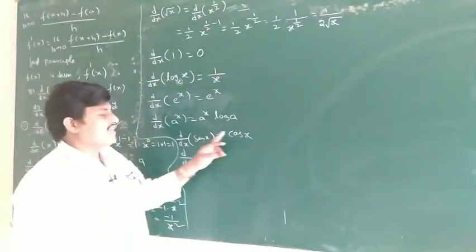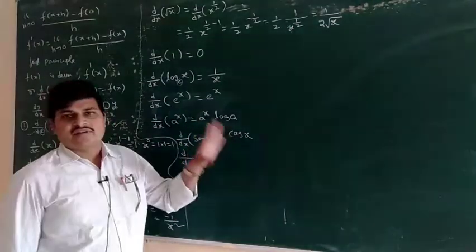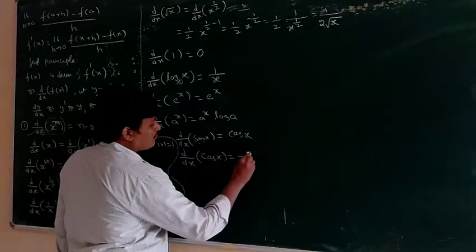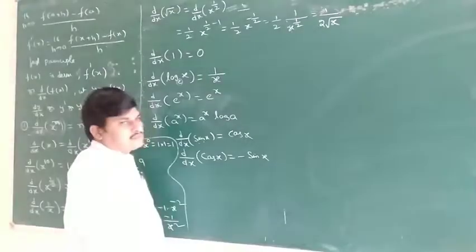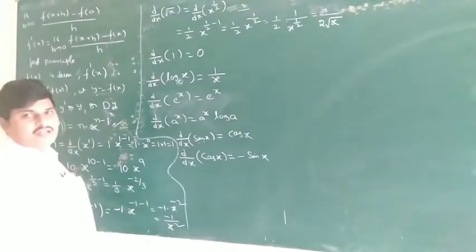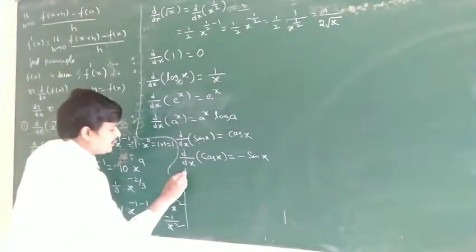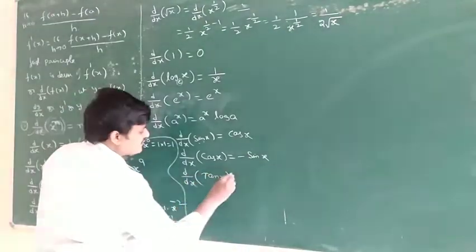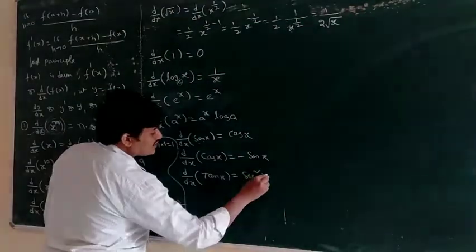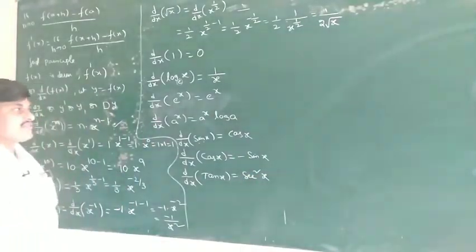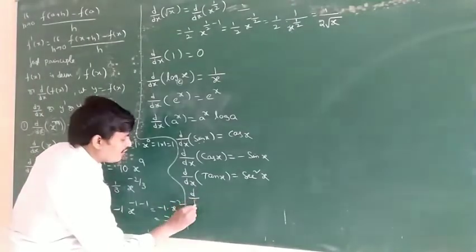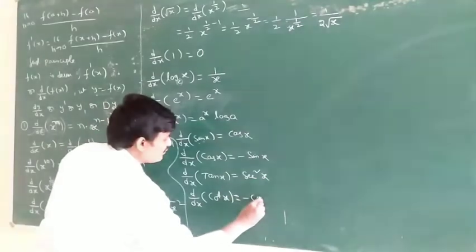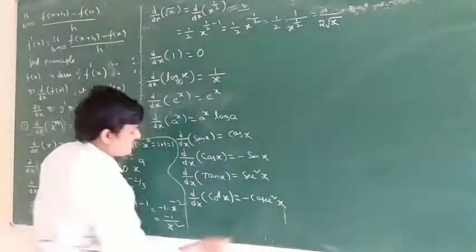So derivative of sin x, there is a sin cos relation. Sin derivative cos, cos derivative sin. So derivative of cos x is equal to minus sin x, not minus tan x. This is the biggest mistake. Derivative of tan x is equal to secant square x, not secant x, secant square x. dy dx of cot x is equal to minus cosecant square x.